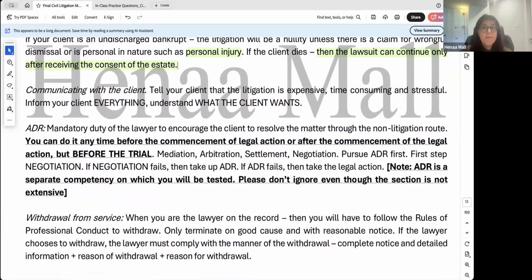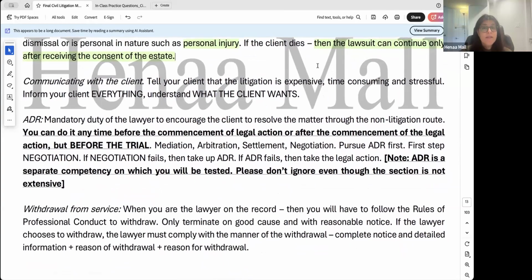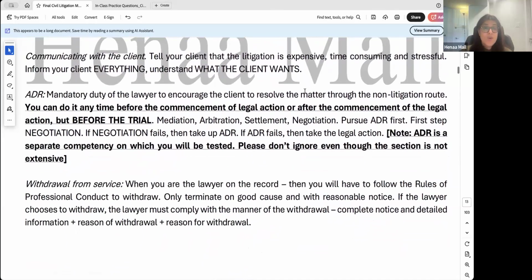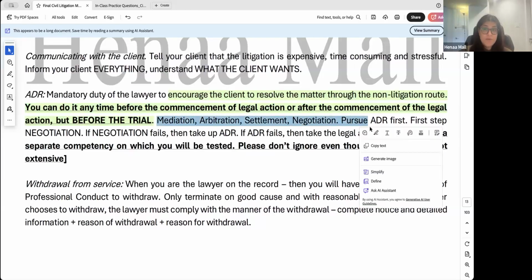Communicating with the client. Tell your client that litigation is expensive, time consuming, and stressful. It is your mandatory duty to encourage the client to resolve the matter through a non-litigation route. You can do it any time before the commencement of legal action, or after commencement of legal action but before the trial. Mediation, arbitration, settlement, negotiation. These are the various forms of alternate dispute resolution.